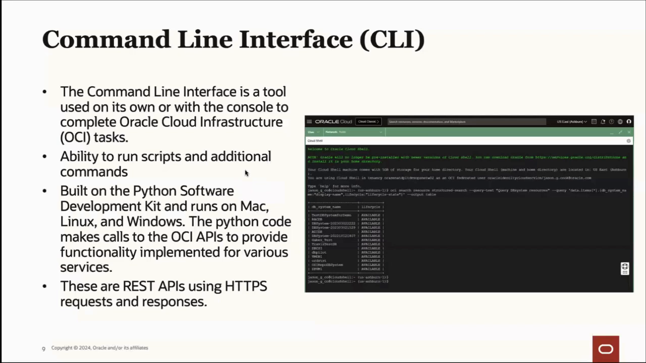Again, that is a tool that you can use on your own or with the console to complete different tasks on OCI. You can run some additional features like we mentioned, such as the ability to run scripts and additional commands. The command line interface is built on the Python software development kit, so it can run on Mac, Linux, or Windows. How it works is the Python code makes calls to our OCI APIs to provide functionality implemented for your various services. So the CLI is really useful for more managerial tasks like finding and locating resources. You can audit your tenancy also by using query commands.